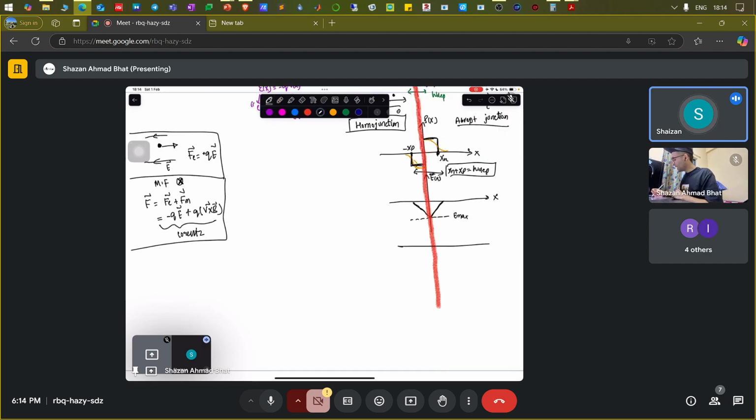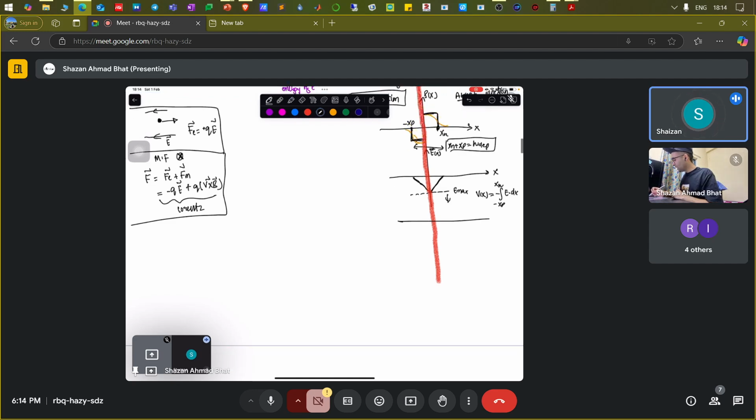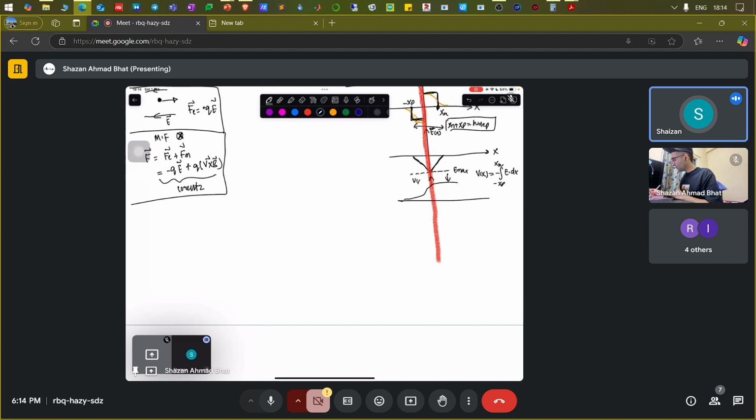Now, if you integrate this particular thing again, because you can write potential as minus integral of E dot dx from maybe x minus xp to xn, you can integrate it and you get a parabolic type of function. And this is V as a function of x. Then you can write energy, which is electrostatic potential energy of electron, as minus q times V of x. That means you can just invert it and you will be getting something like this.